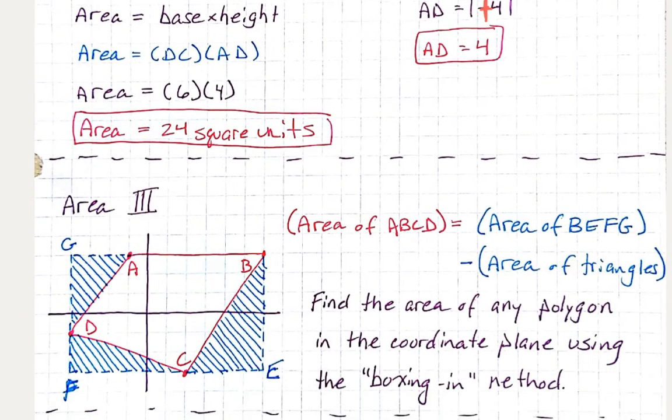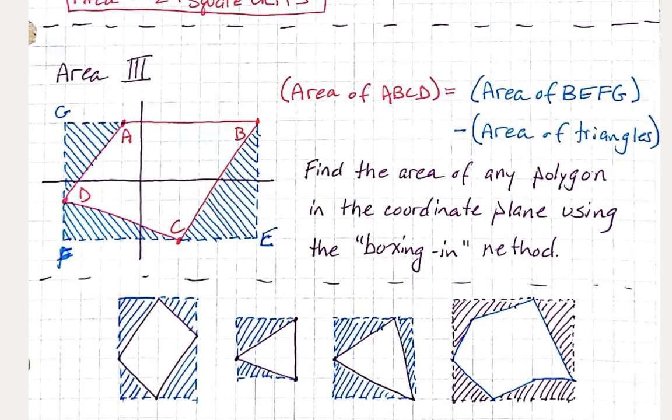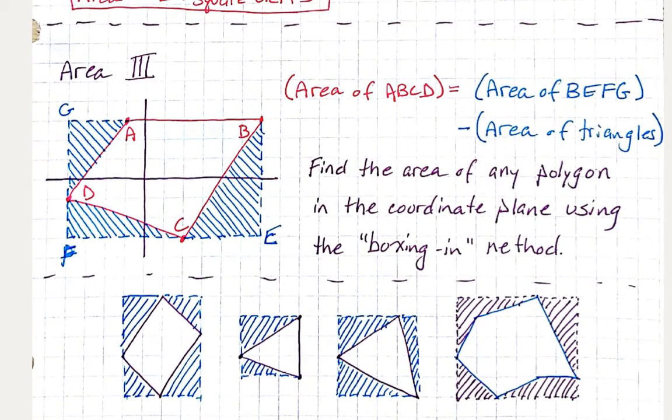All right. I want to show one last example of area here. I'm not going to work out all the math, but I just want to explain that you can actually find the area of pretty much any weird polygon in the coordinate plane using what I call a boxing in method. The boxing in method tells us to simply draw triangles around the outside like such, so that I take this sort of weird shaped polygon and I'm going to box it in to make a big rectangle. And we know how to find the area of a rectangle. That's just base times height.